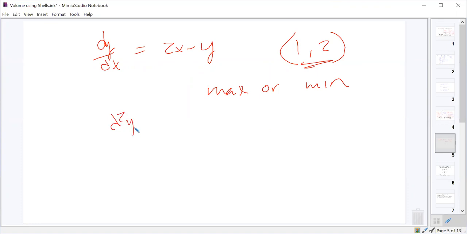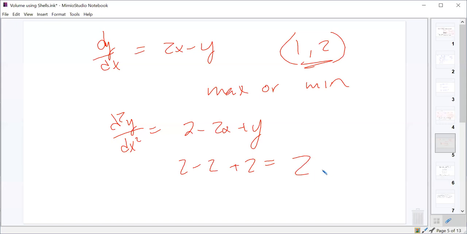Our second derivative, which was 2 minus 2x plus y when we simplified it. You would plug in x equals 1 and y equals 2 and see that you get a positive value. And if at a critical value where the derivative is 0, you get a positive value for the second derivative, that's telling you that it's concave up. And if a function is concave up, then it's going to have a minimum.